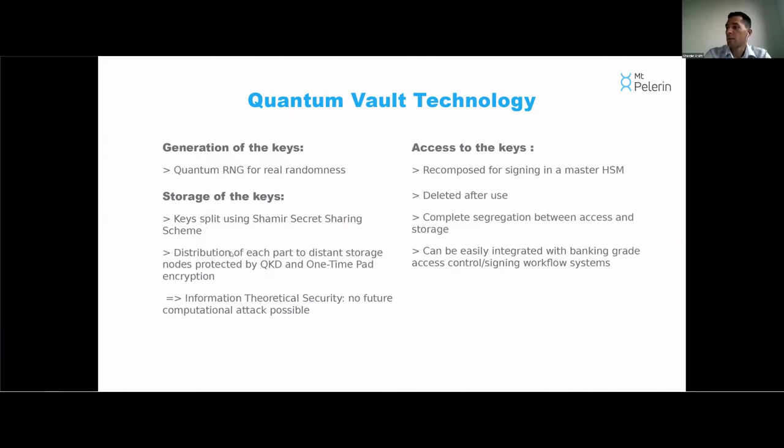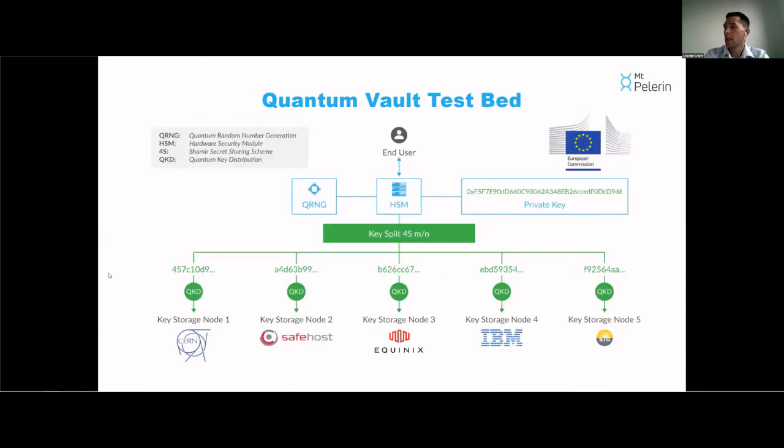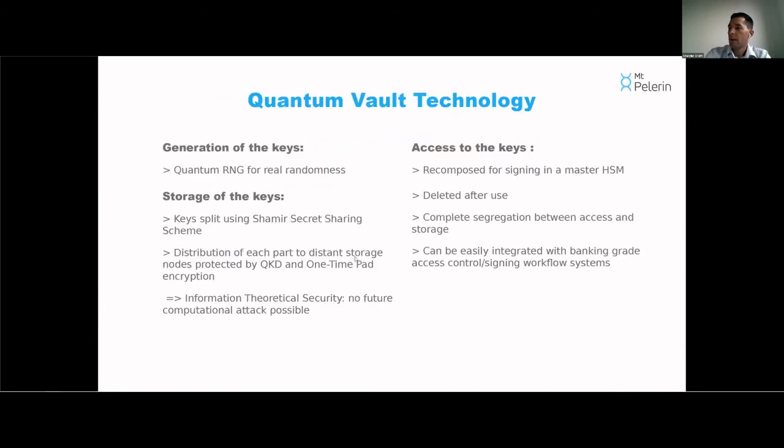And the distribution of each part of the keys is protected by QKD. If I go back to the previous drawing, we have QKD links between the HSM and each of the storage nodes. So basically, we have 5 QKD links, and we use these links to exchange keys which will secure a one-time pad, also one-time pad encryption keys that we will use to transmit our secrets.